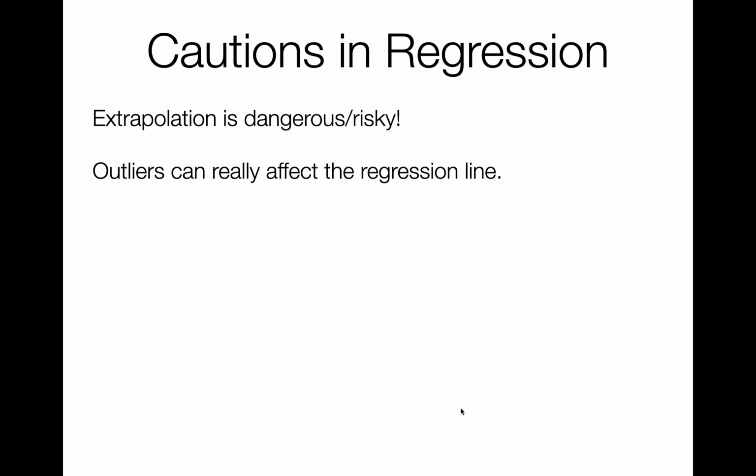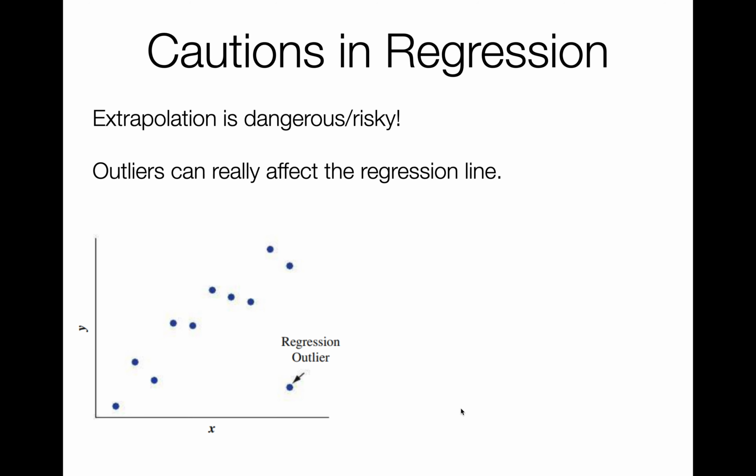Outliers really affect the regression line. Before, in chapter 2, we talked about resistance measures, whether something is affected by outliers or not. The regression line is not a resistance measure. It is really affected by outliers.